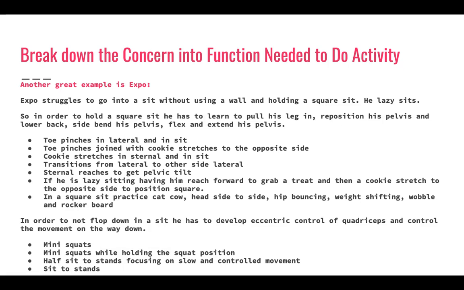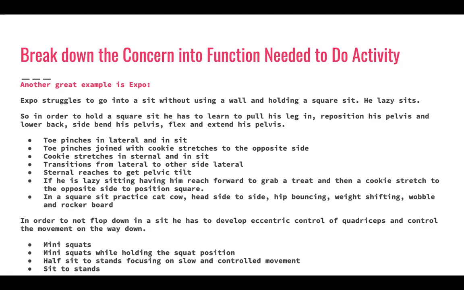If he is lazy sitting, having him reach forward to grab a treat and then a cookie stretch to the opposite side to position square is another trick to do. And then while in the square sit, practicing cat cow, head side to side, hip bouncing, weight shifting, wobbling on a rocker board. That way he practices maintaining that position without just flopping over and losing it. So he builds up all those stabilizers.